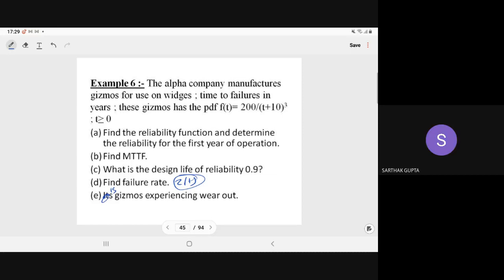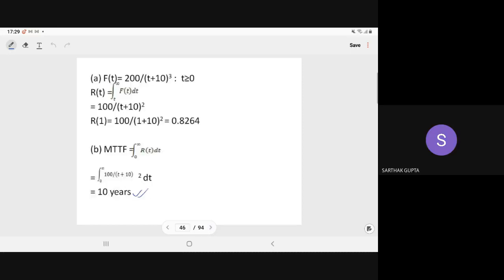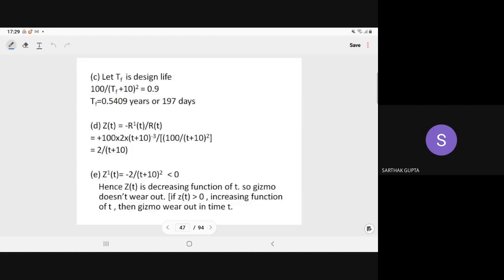Differentiate ZT. Yes, differentiate ZT, right? So we have to compute the ZST. So this is the ZST. ZST is minus 2 upon (T plus 10) whole square. And because T is non-negative, minus 2 upon (T plus 10) whole square will be negative. So this implies that ZT is a decreasing function of time.